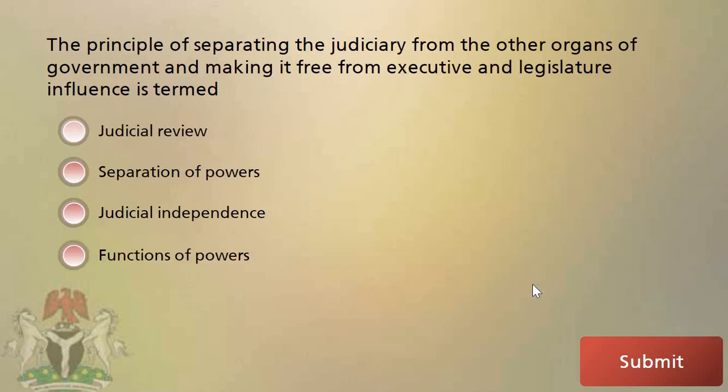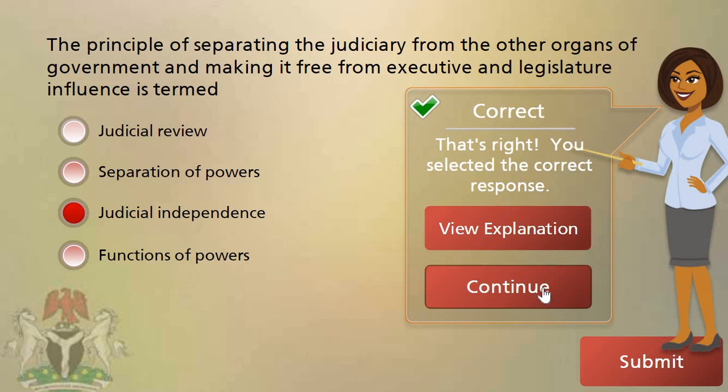Question 14. The principle of separating the judiciary from the other organs of government and making it free from executive and legislature influence is termed A, judicial review, B, separation of powers, C, judicial independence, D, functions of power. The right answer is C, judicial independence.